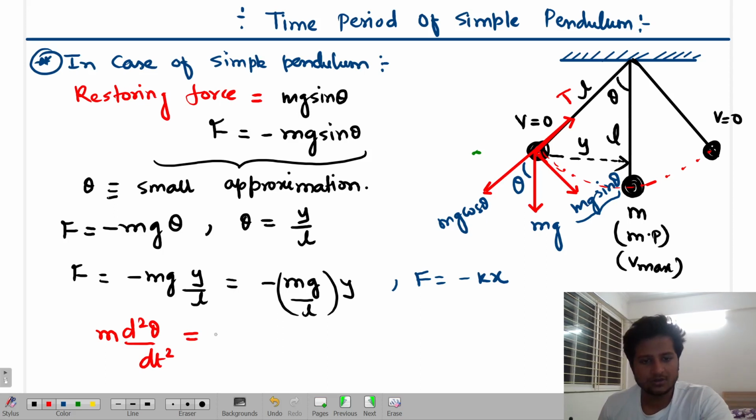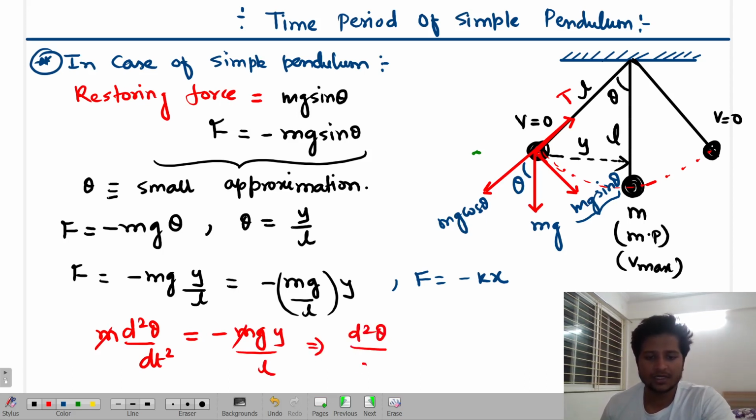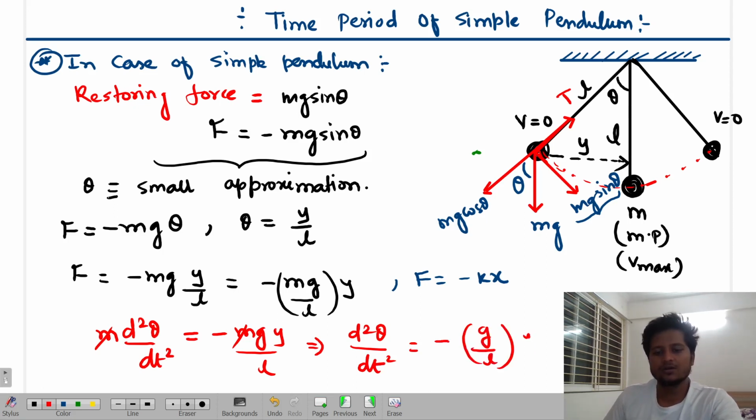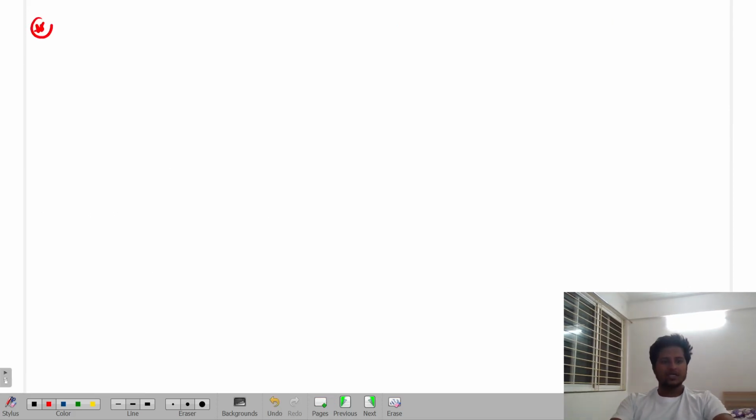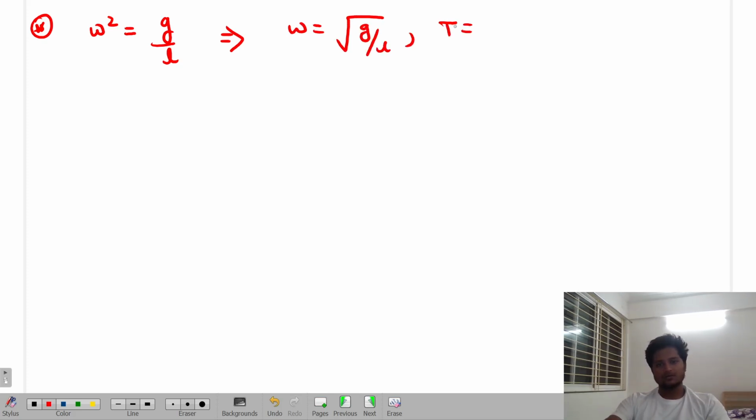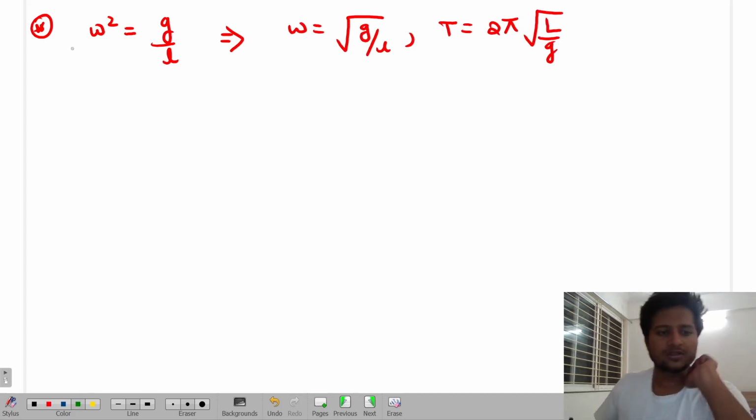So that is equal to minus of mgy by l. Cancel. And once again, this implies d2 theta by dt square is equal to minus of g by l into y. Then g by l can be treated as omega square, so you got the angular velocity equation for the simple pendulum. Omega square is equal to g by l. This implies omega is equal to root under g by l, or time period is equal to 2 pi root under l by g, which is given as time period of simple pendulum.